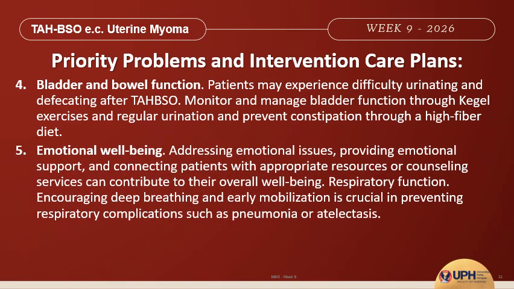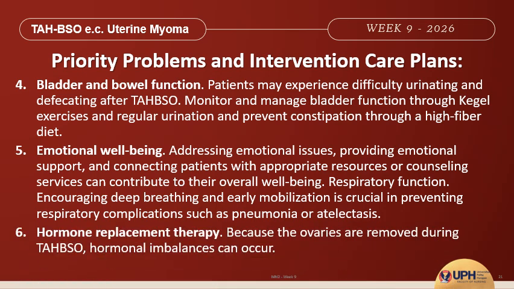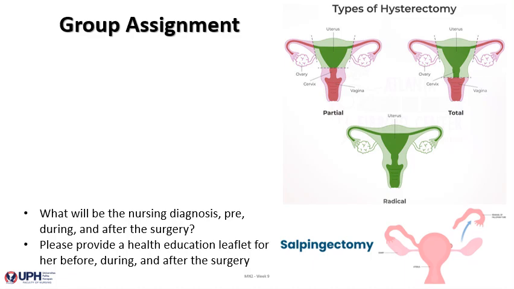We also look after emotional well-being. We ask them how they're doing, how they are coping with this condition, and how their overall well-being is. We can also think about hormone replacement therapy, because if we remove organs of the woman's body, then we understand that there will be hormonal imbalance. So we ask them if they need it, and we also educate them, and we talk about this with their family and also the healthcare provider.